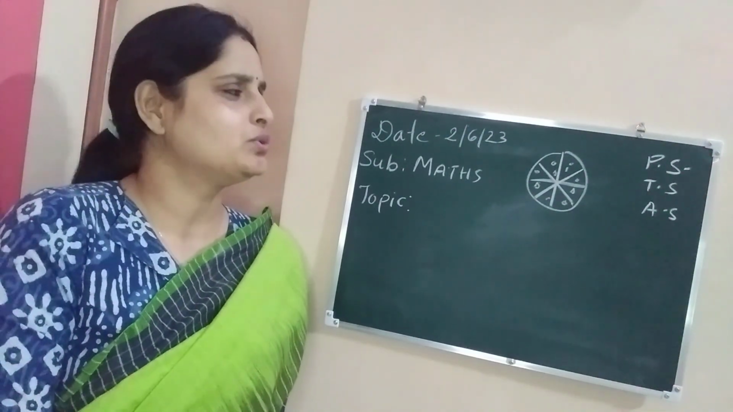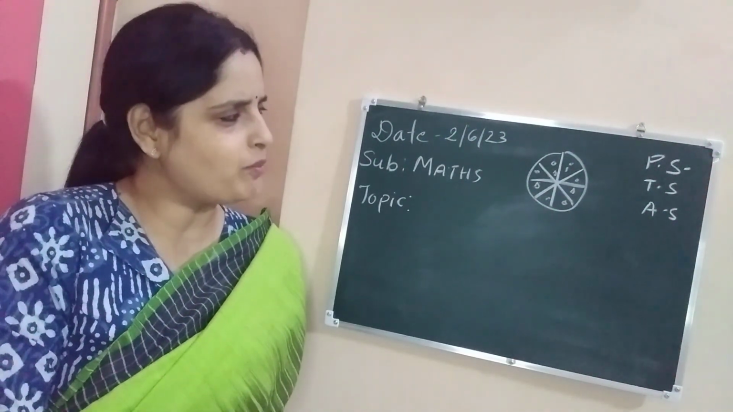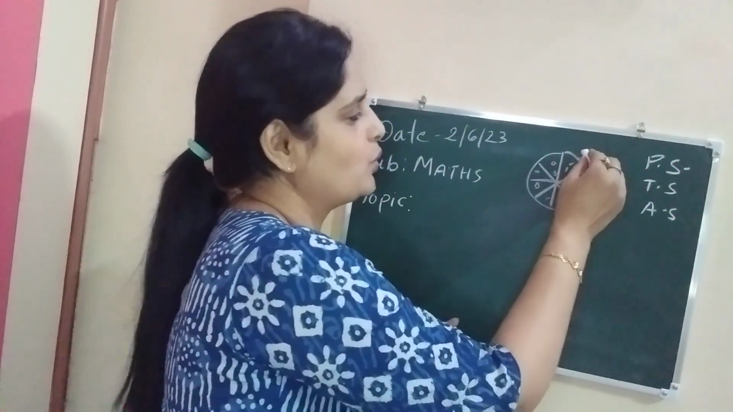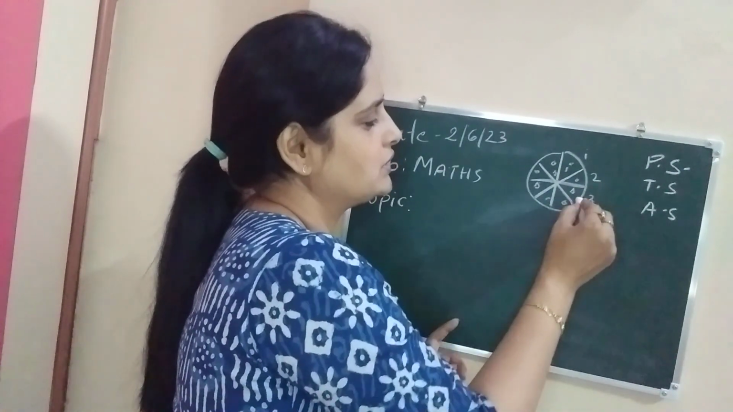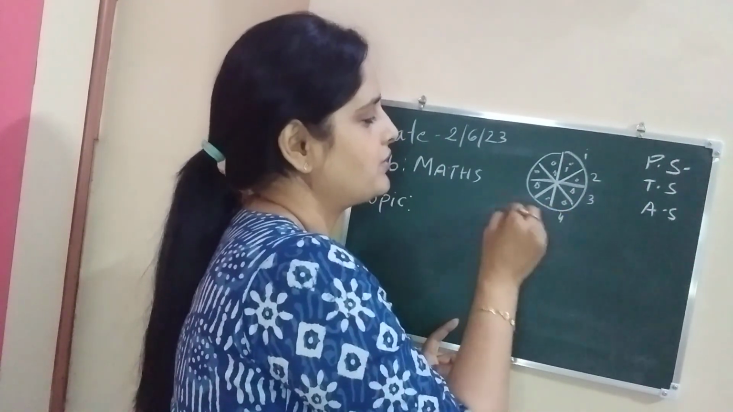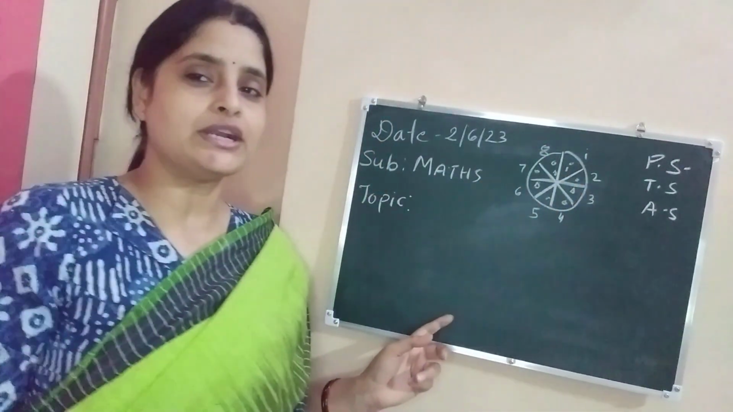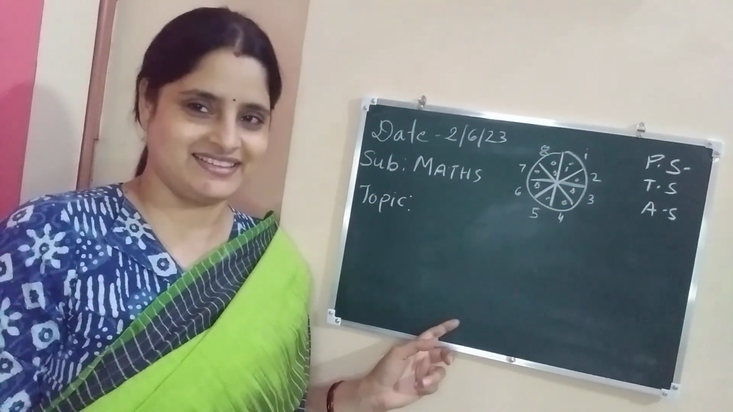Right, so in this picture how many slices are there? Let's count. 1, 2, 3, 4, 5, 6, 7 and 8. So the total number of slices is 8, right?